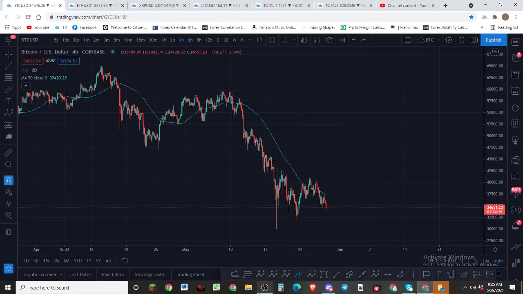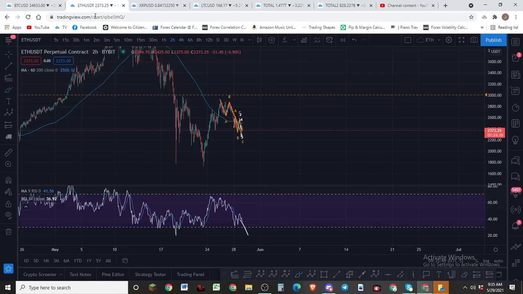My favorite count out of everything is that this is finished. This three wave is done, and we're looking to go long. That we may just be breaking the low here on Ethereum.